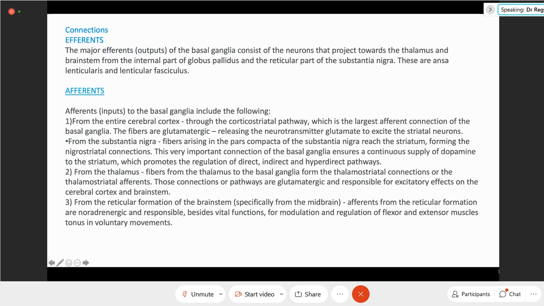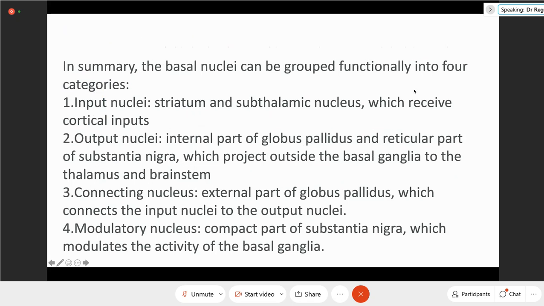So before you know about the pathways, you should know the connections of the basal ganglia. The basal ganglia gets afferent input from the cerebral cortex, thalamus, and the reticular formation of the brainstem, and it relays through the globus pallidus to the thalamus and to the substantia nigra. These are the main areas. Okay, this is an easy way to summarize it all.